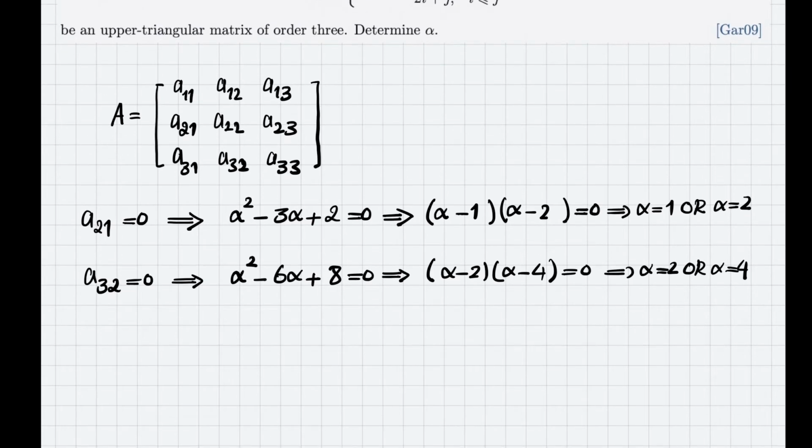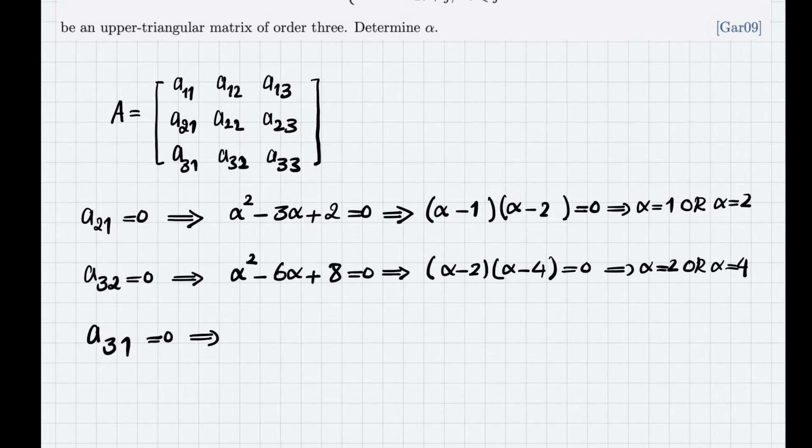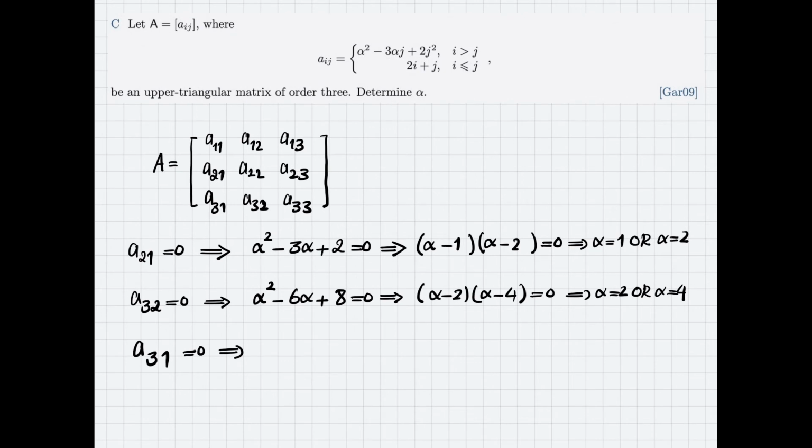Okay? So far, alpha equal to 1 is not acceptable because this makes this one 0 but not this one. Alpha equal to 4 is not acceptable because it only makes this one equal to 0, not that one. But we also have to check the next one, which is the last one in this case. A sub 31 should also be equal to 0. Here, the i index is 3, the j index is 1. So the i index is again greater than the j index, so I need to use this rule again.